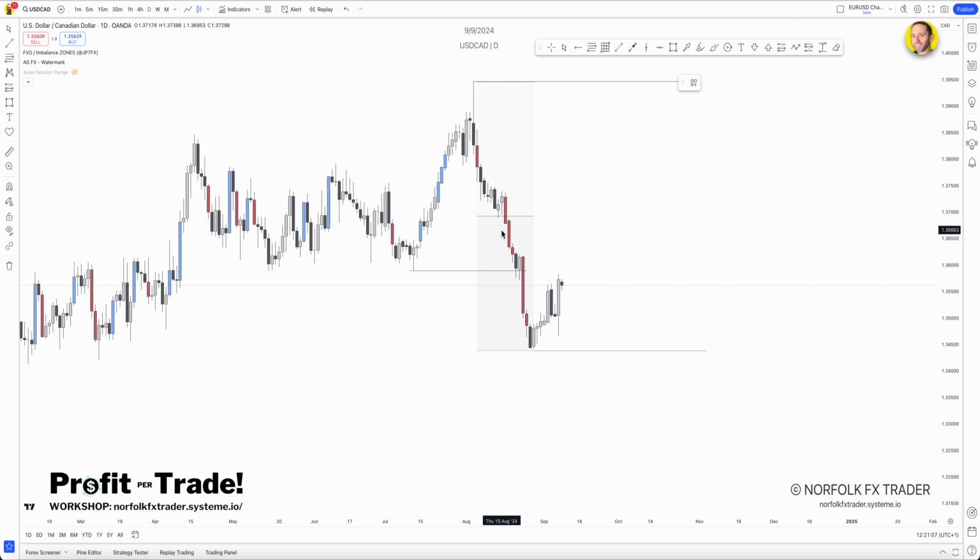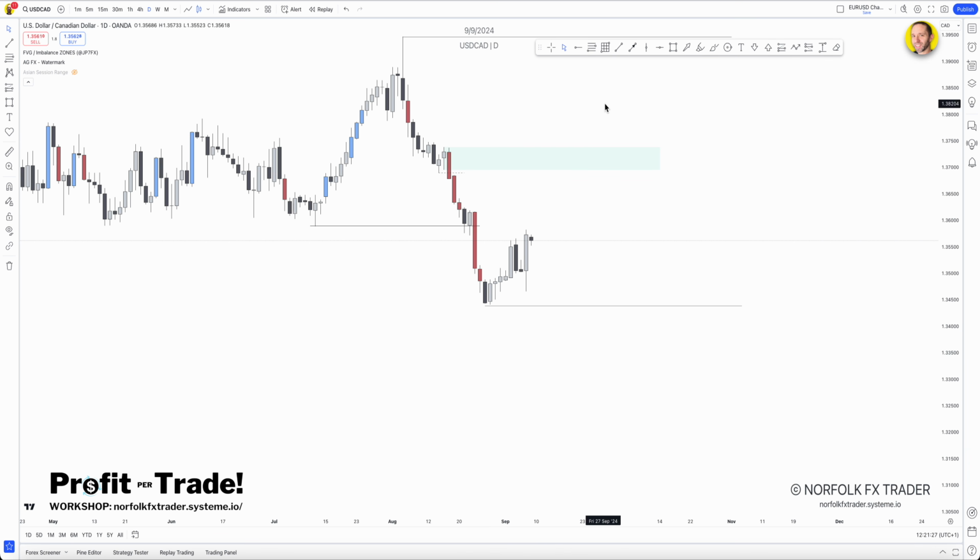And what do we have? We have a break of internal structure that I can mark right there in the market, leaving an area of supply. So we have an area of supply within the premium area where we could see price pulling back to. So we have our swing structure, our internal structure.